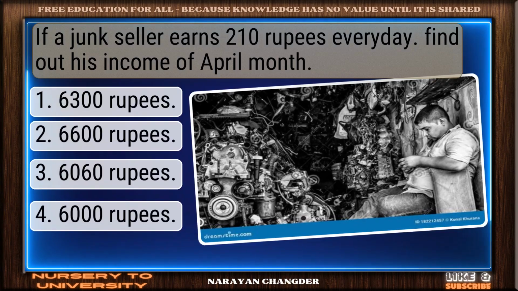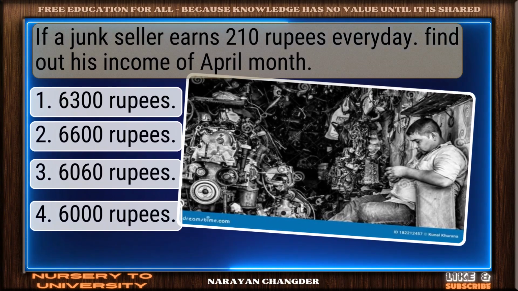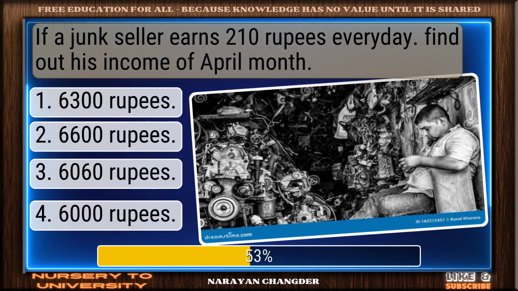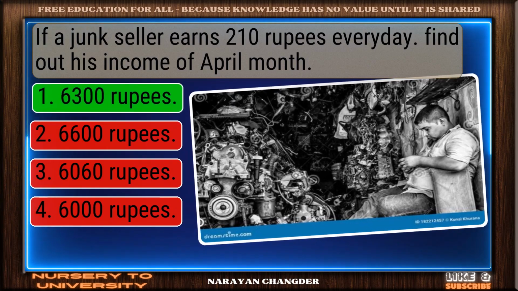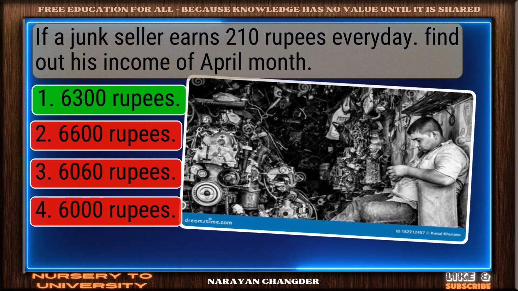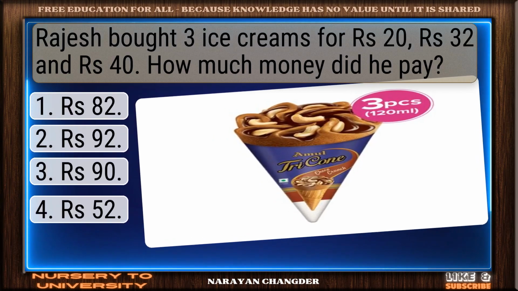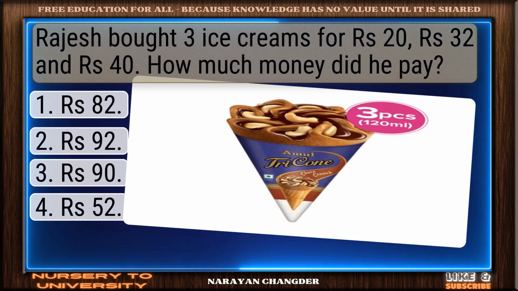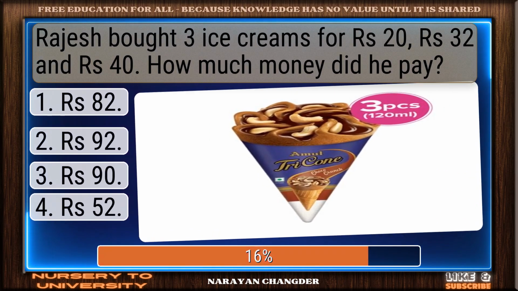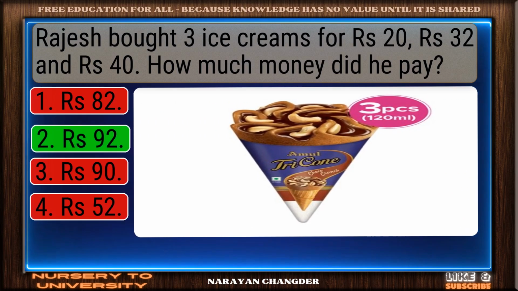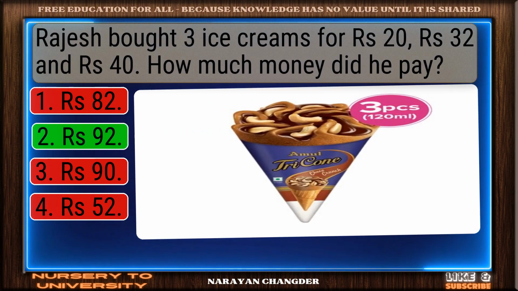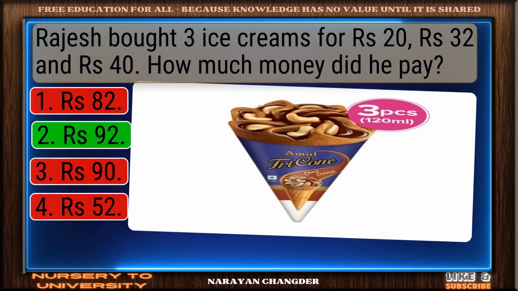If a junk seller earns 210 rupees every day, find out his income of April month. Nice work. You chose 300 rupees and it is correct. Rajesh bought 3 ice creams for Rs 20, Rs 32 and Rs 40. How much money did he pay? Nice selection. Rs 92 is the correct and valid answer.